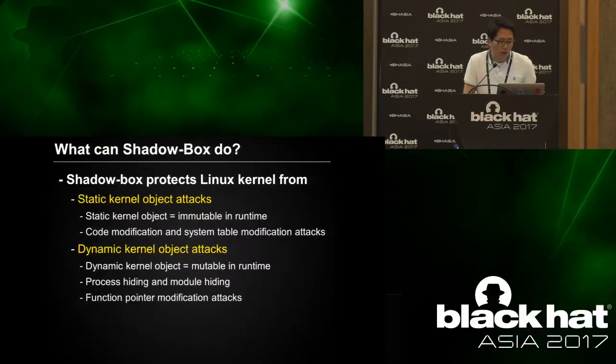Second, Shadowbox protects dynamic kernel objects against rootkits. We define dynamic kernel objects as mutable at runtime. Therefore, the rootkit behaviors are process and module list hiding and function pointer overwriting attacks. Briefly, Shadowbox is able to protect the integrity of the kernel.